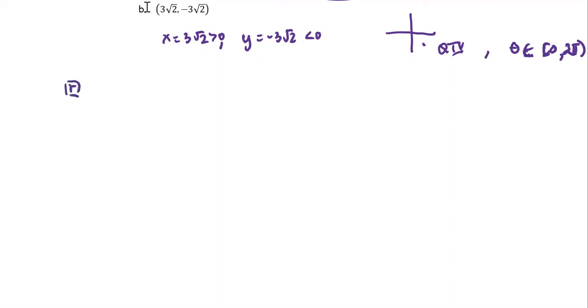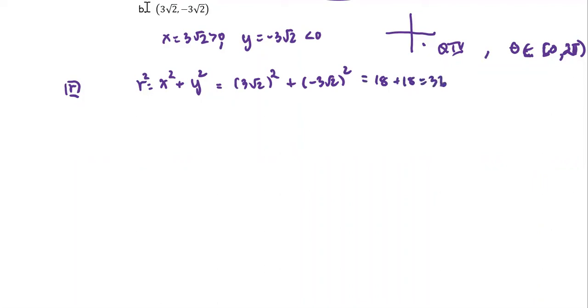The relationship of x, y, and r is x squared plus y squared equals r squared. The x is 3 square root 2, squared, same as the y value, squared. Then we get 9 times 2, which is 18, plus 18, or 36. R squared equals 36, so r equals the square root of 36, which is the value 6. R is done. Next, we're going to find theta.